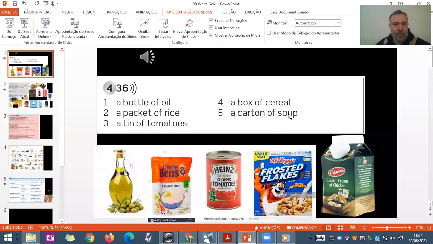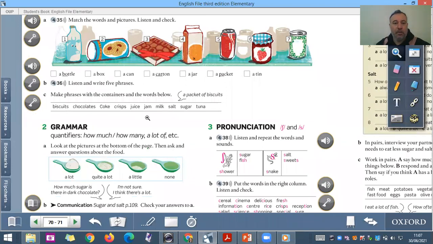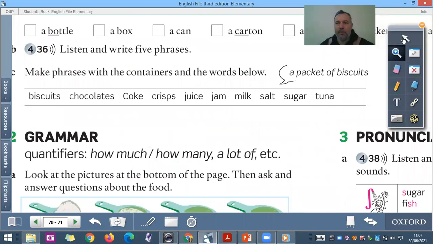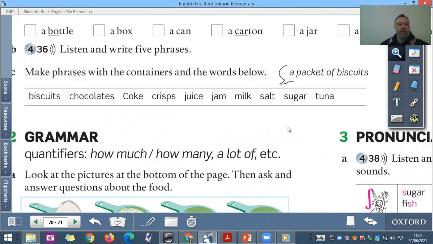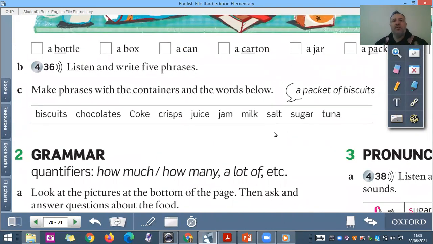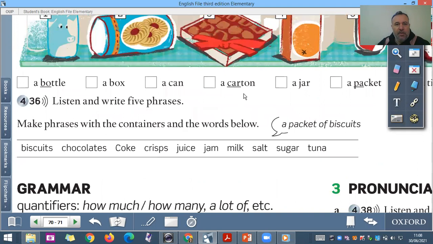All right? Now, I want you to look at these words here. And you have to make phrases with them. You know, what's the difference between a phrase and a sentence? A sentence has a verb. A phrase doesn't have a verb, right? A phrase is like a packet of biscuits, right? You see the word biscuits here, and you can associate them with these containers.